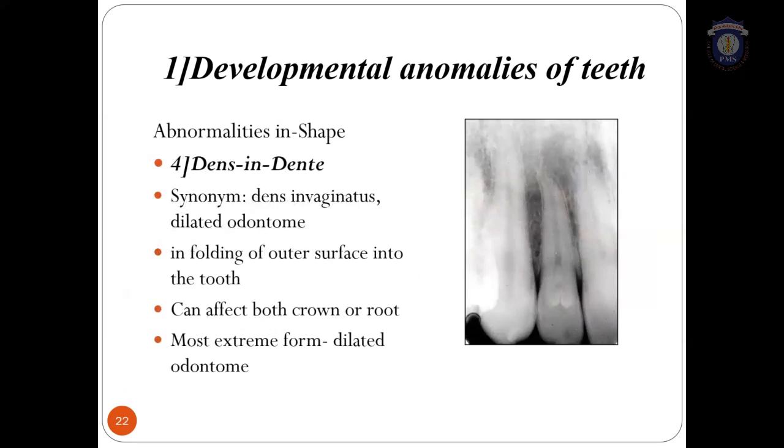Next is dens in dente. Dens in dente is also named as dens invaginatus or a dilated odontome. This occurs because of an infolding of the outer surface into the tooth. It can affect both the crown and the root. The most extreme form is the dilated odontome.